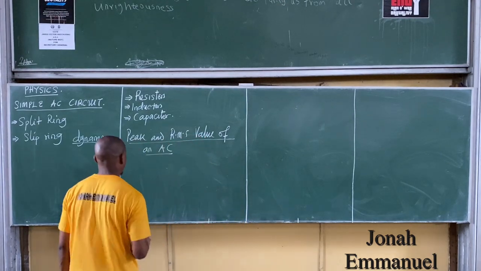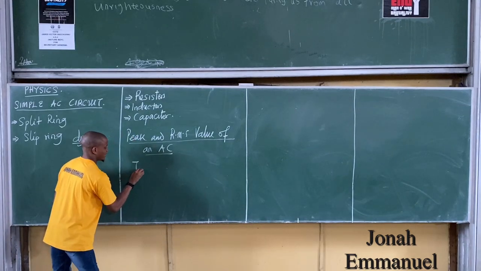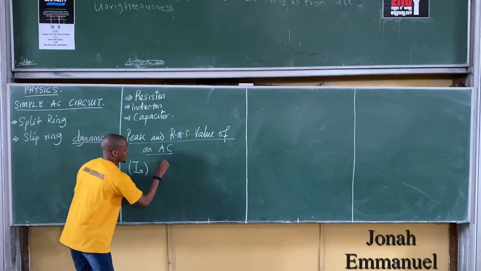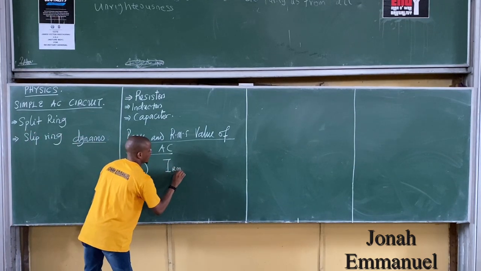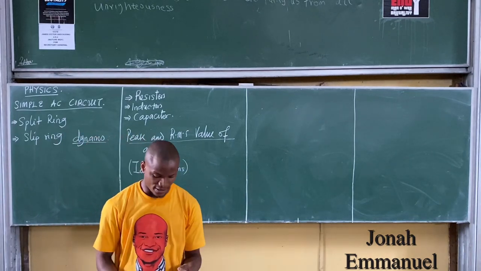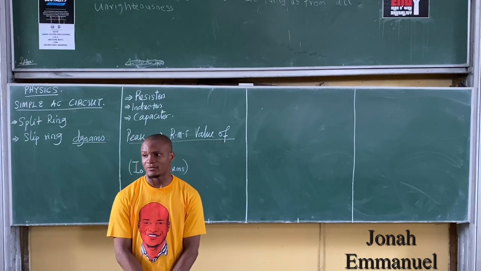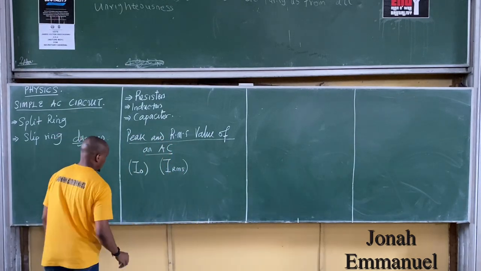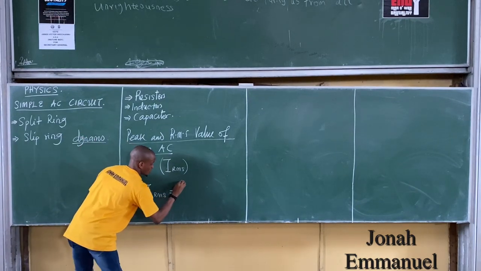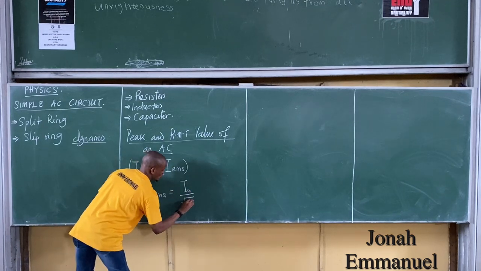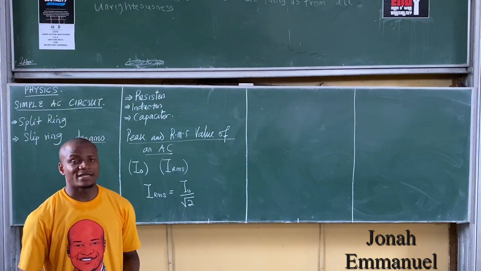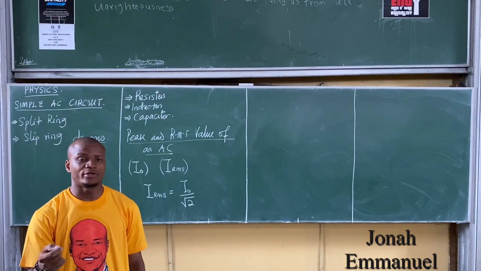Given the peak current I naught and the RMS current, that's IRMS, they are related by IRMS is equal to I naught over root 2. Please note this down. What's the difference between RMS value and peak value? The RMS value is equal to the peak value over root 2.